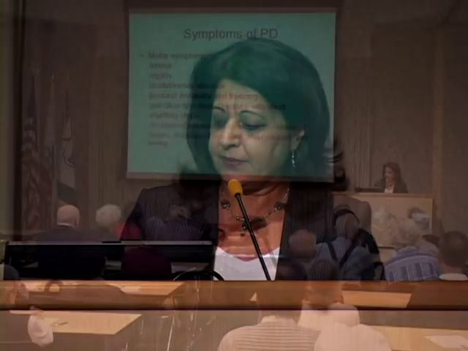Other is decreased movements of the other parts of the body, such as the facial musculature. There's no expression on the face. We call this mask-like face. The eye blinking is very delayed. The swinging of the arm is reduced. So some people notice these features themselves, or their loved ones will be noticing these symptoms, and they would like to get them evaluated to see if they have Parkinson's disease.